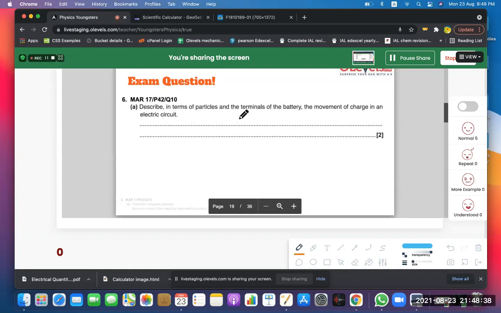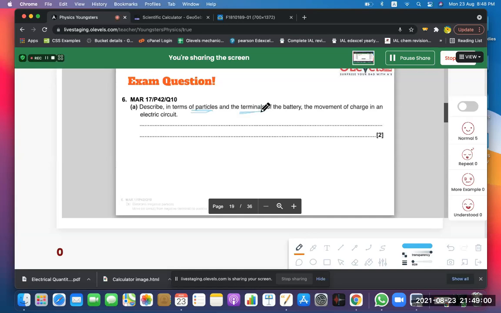Our first step is to read the question. What is the question saying? Electric current and particles. Yes, very good. Electrical current and particles, and terminals as well.